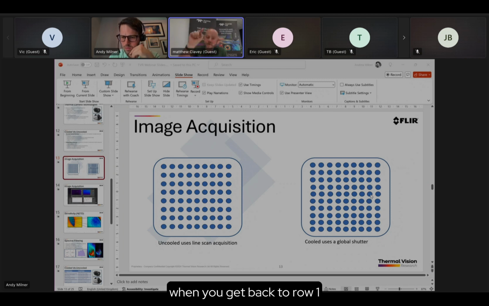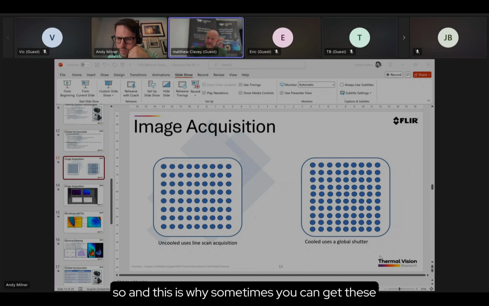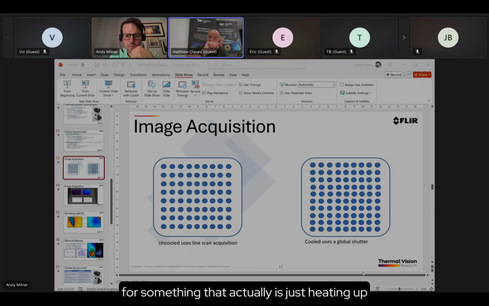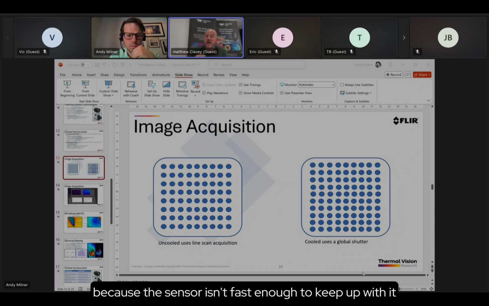When you get back to row 1, it's now 100 degrees. So row 1 has essentially gone from 1 to 100. And this is why sometimes you can get these funny graphs that appear to go up and down for something that actually is just heating up, because the sensor isn't fast enough to keep up with it.